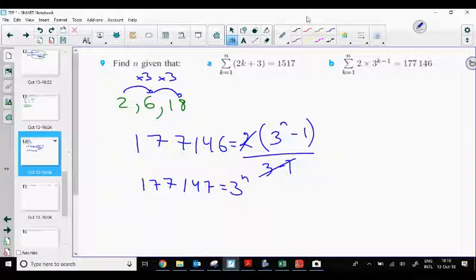You could graph both of these and see where they intersect. It would be faster, of course, just to take a log with a base of 3. Turns out n is equal to exactly 11 in this case.